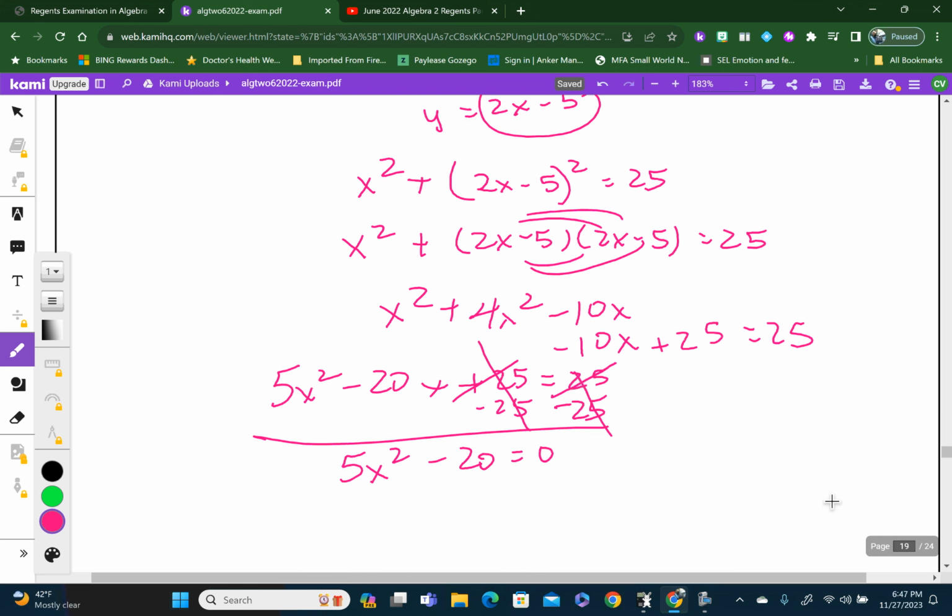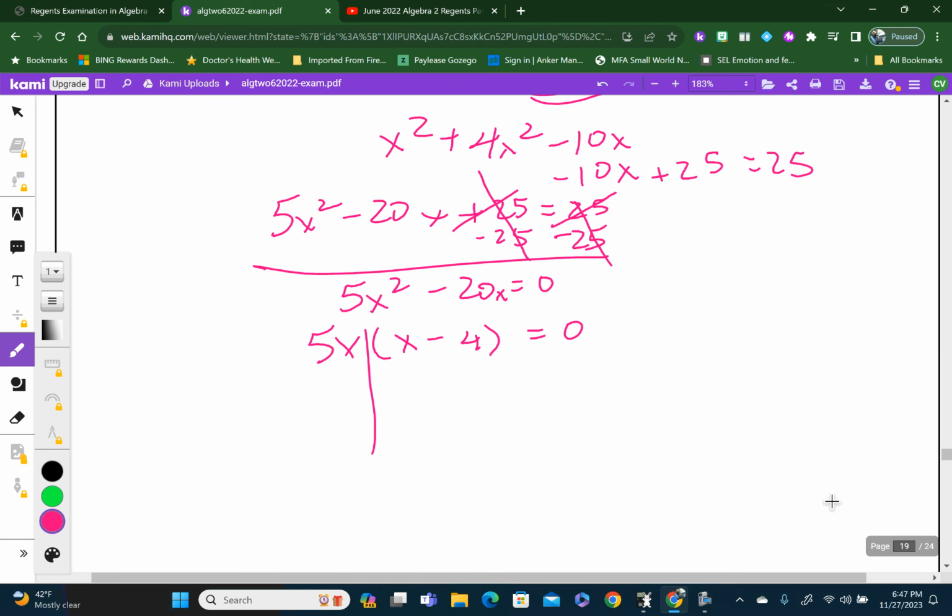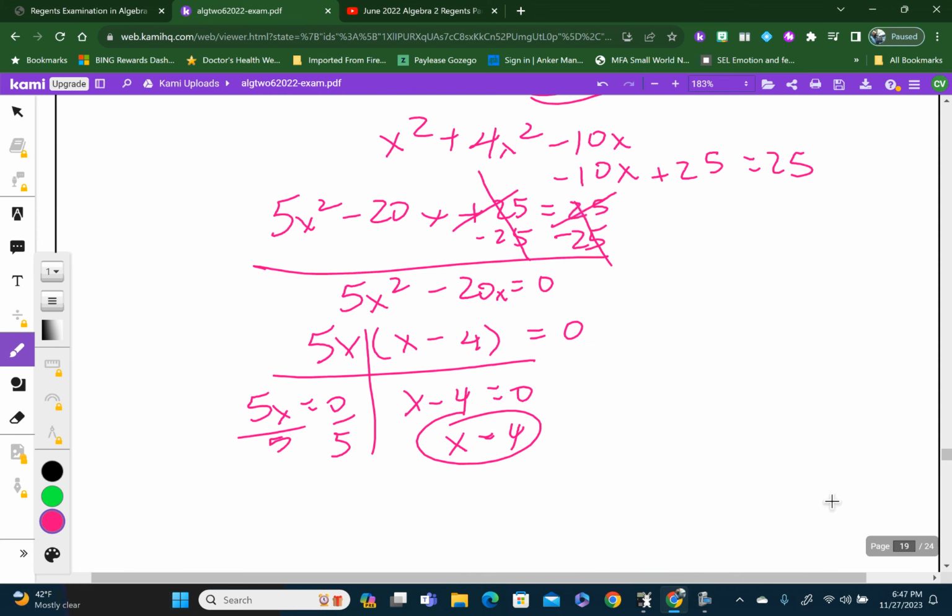All right. 5 goes into both of these. I feel like I missed something. Oh, yeah, I did. This is an x, so that's minus 20x. So I'm going to pull out a 5 and an x. So I'm left with x minus 4 over here. And then I split both of these because I want to get the x by itself. So 5x equals 0. x minus 4 equals 0. Add 4 to both sides and you get x equals 4 is one answer. Divide both sides by 5 and you get x equals 0.